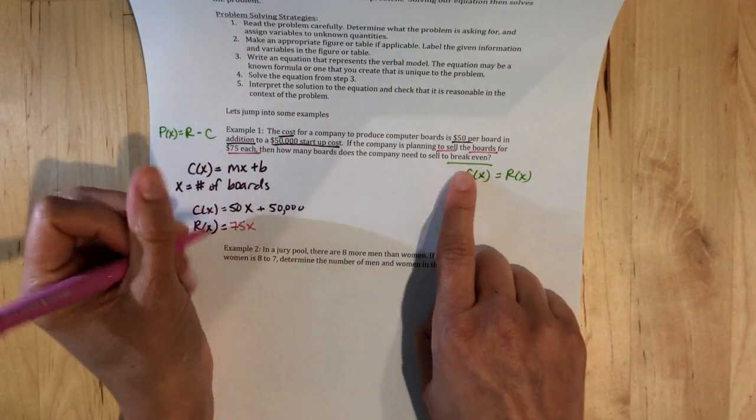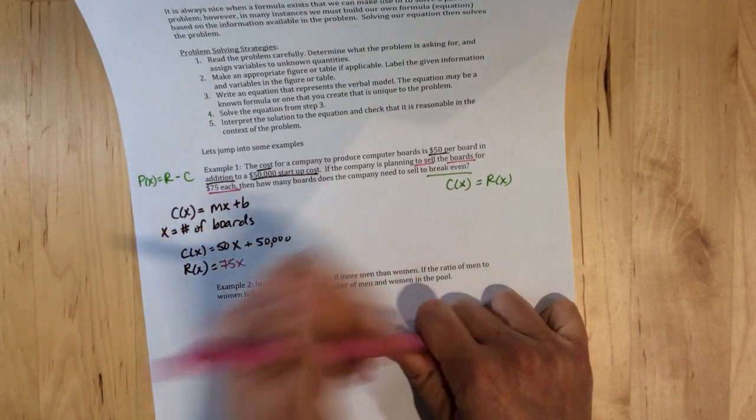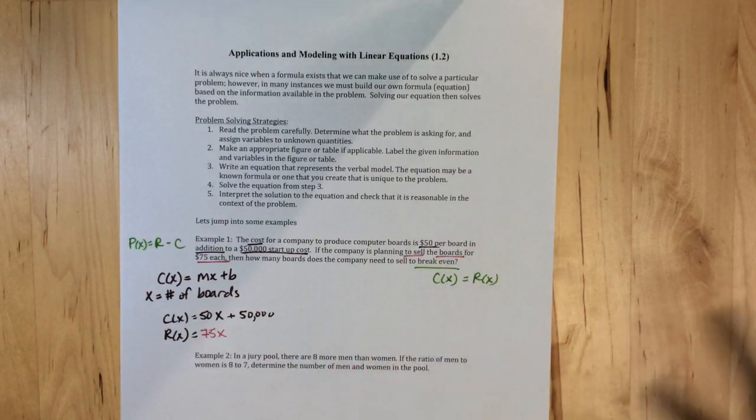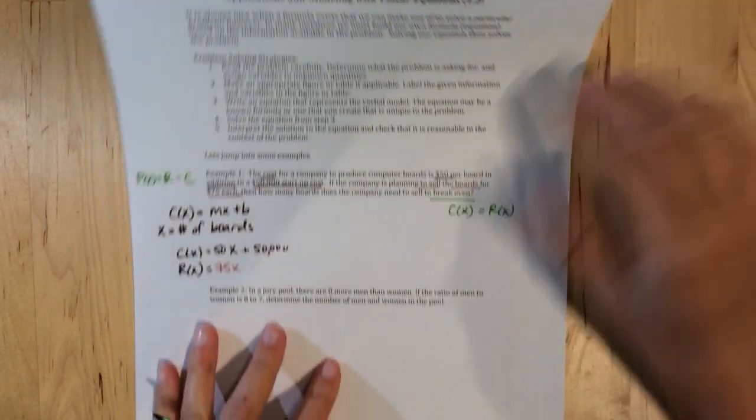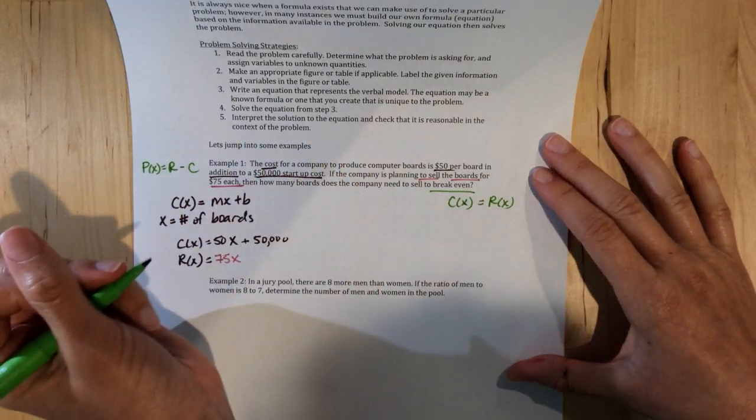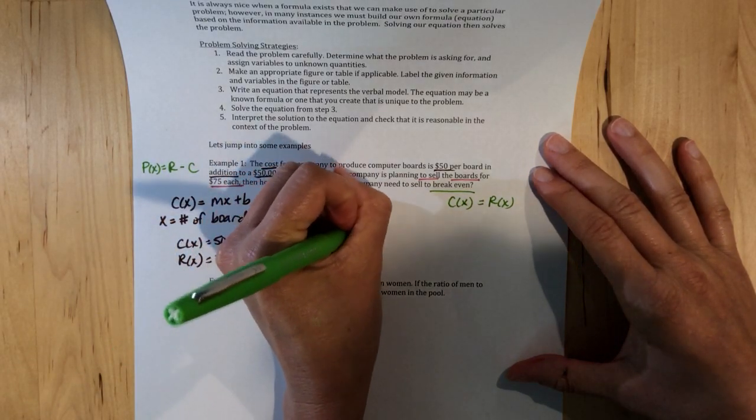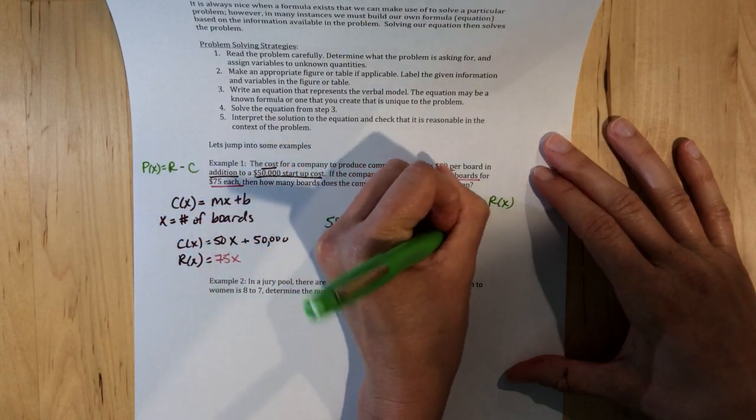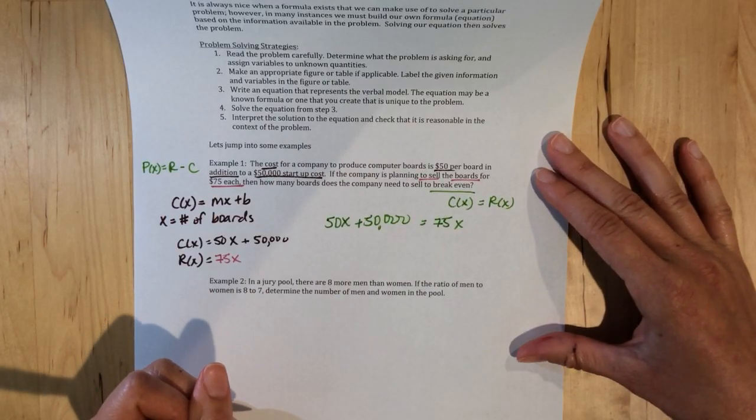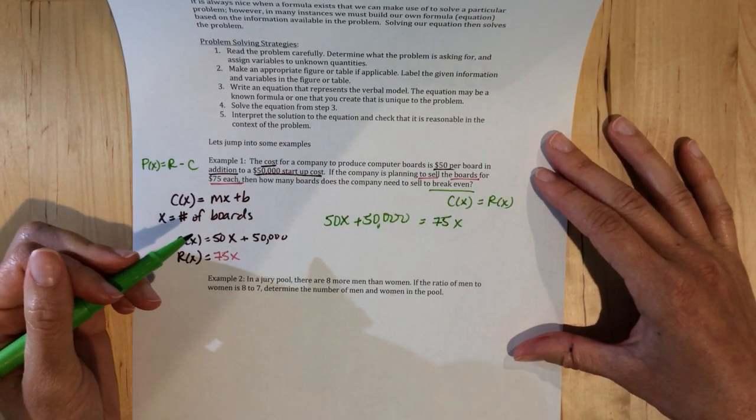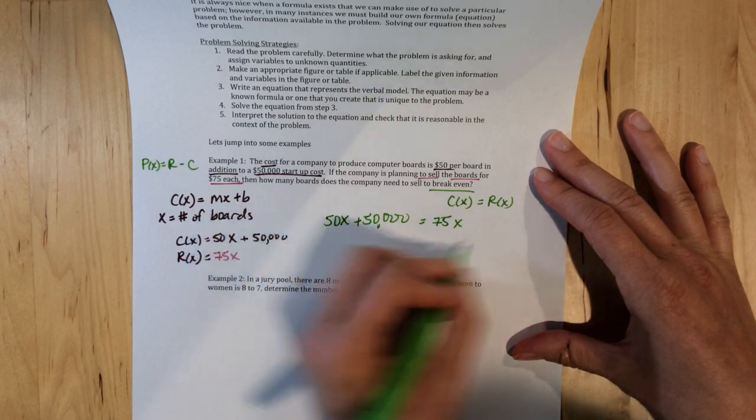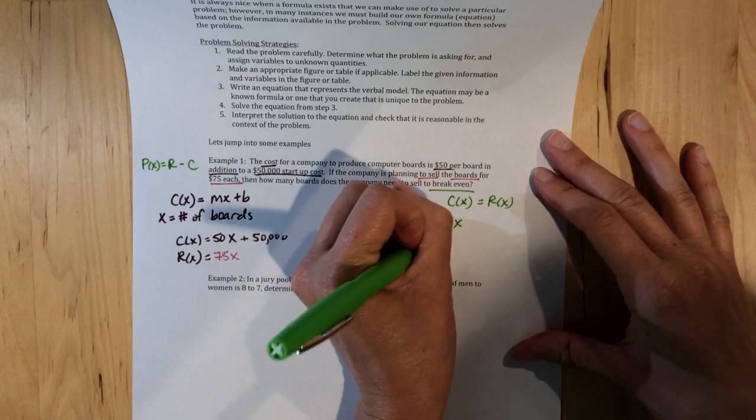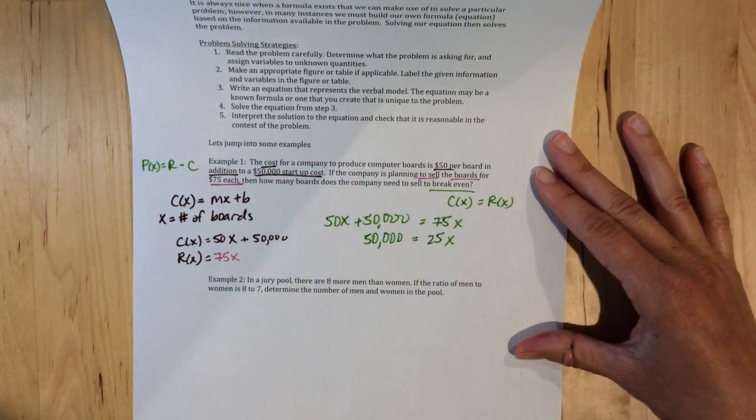So now, in order to break even, we set these two equations equal to each other and solve. So I've got 50x plus 50,000 equals 75x. So learning from what we talked about in 1.1, we need to combine like terms. So I'm going to subtract the 50x over. So that gives us 25x.